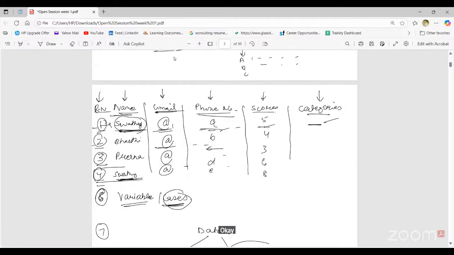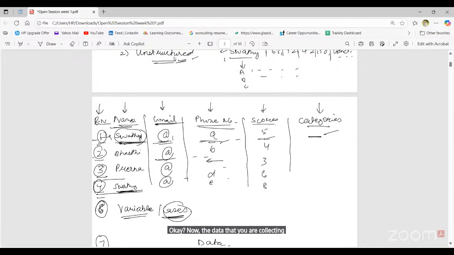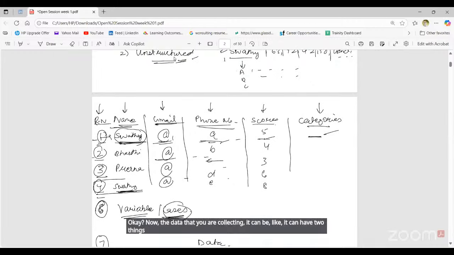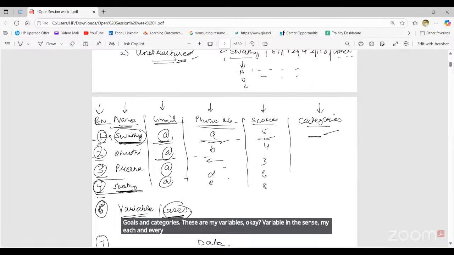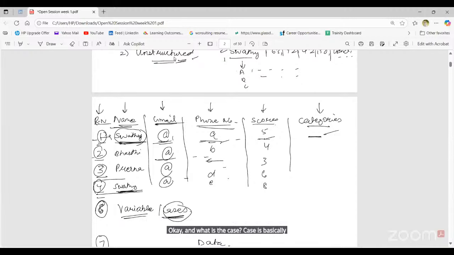Now, the data that you are collecting can have two things: a variable and a case. What are variables? Variables are basically my columns: roll number, name, Gmail, phone number, scores and category. These are my variables. Variable in the sense that each and every entry in that column should vary. And what is a case? A case is basically my row, the unique identity. Cases are the units for which we are collecting the data.